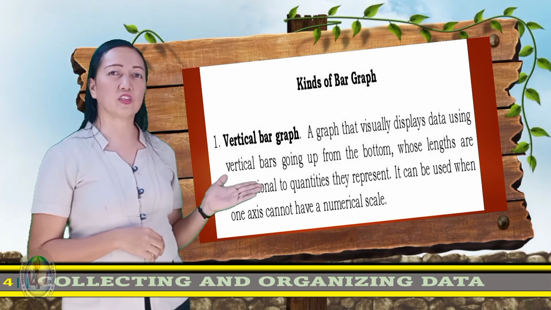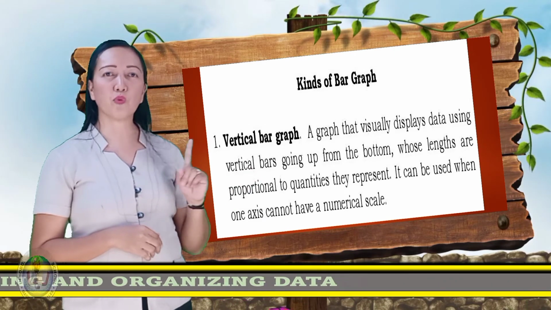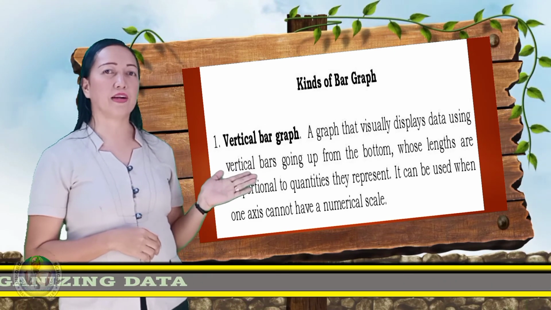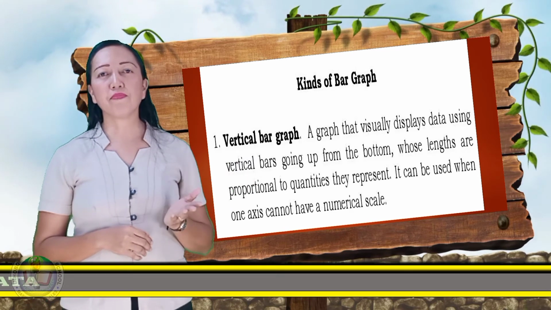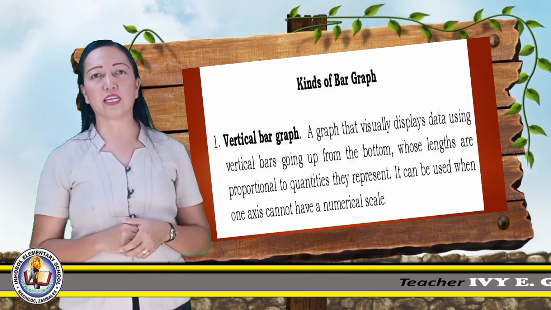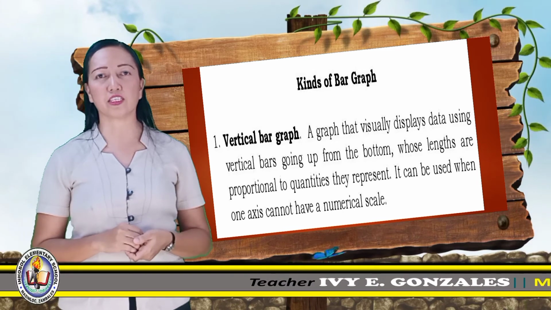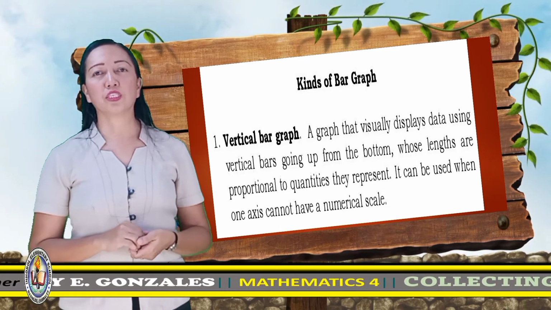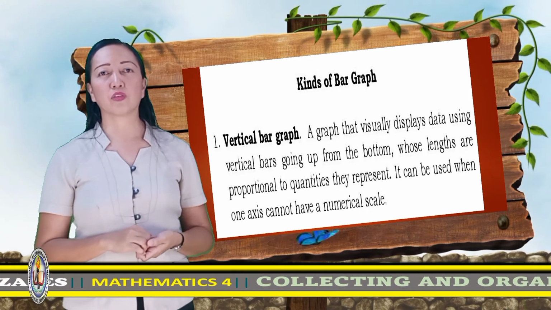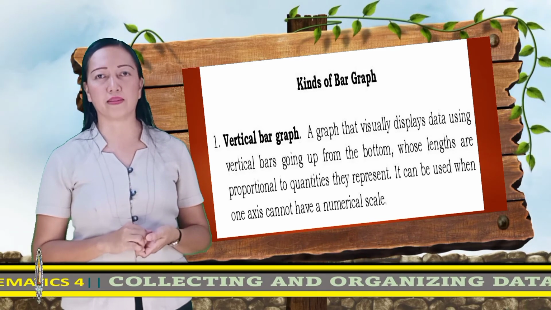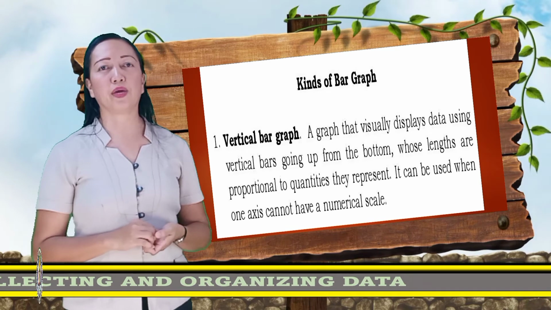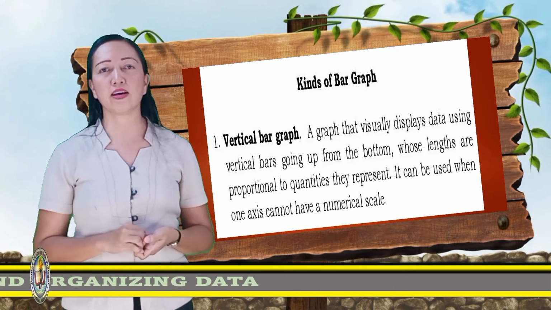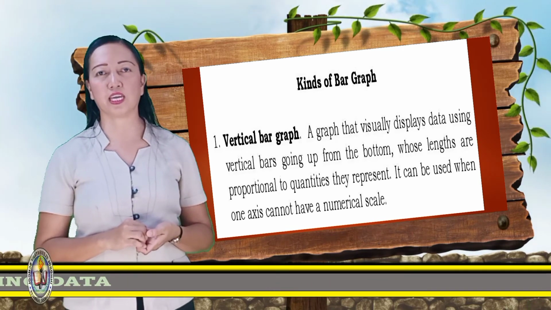We have kinds of bar graph. Number 1, vertical bar graph. A graph that visually displays data using vertical bars going up from the bottom, whose lengths are proportional to the quantities they represent. It can be used when one axis cannot have a numerical scale.